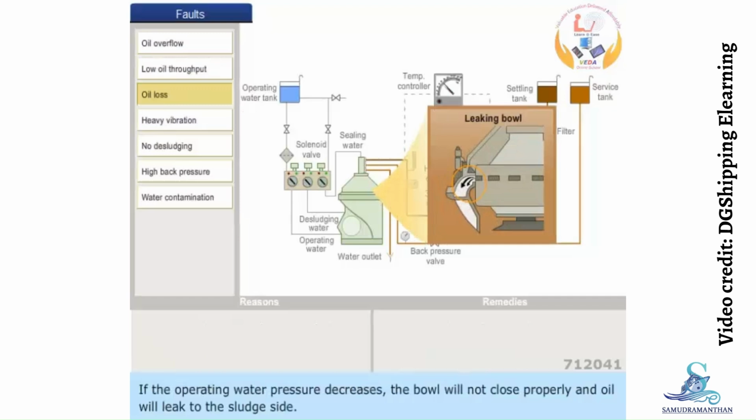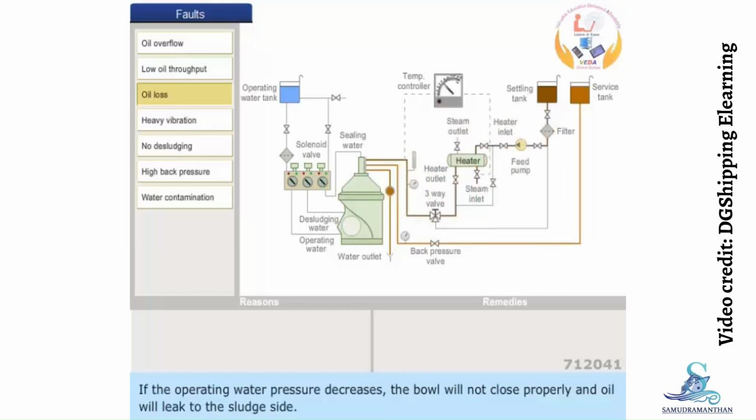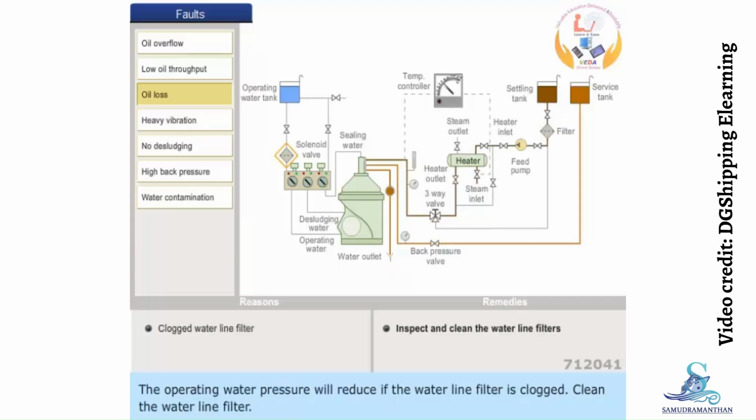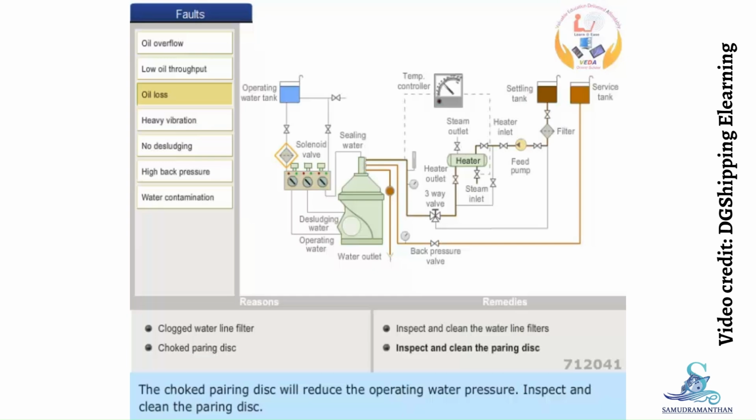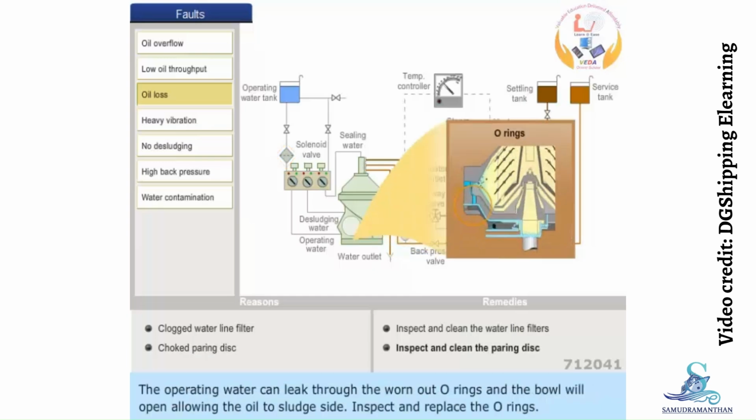If the operating water pressure decreases, the bowl will not close properly and oil will leak to the sludge side. The operating water pressure will reduce if the waterline filter is clogged. Clean the waterline filter. A choked pairing disc will reduce the operating water pressure. Inspect and clean the pairing disc. The operating water can leak through worn-out O-rings and the bowl will open, allowing the oil to flow to the sludge side. Inspect and replace the O-rings.